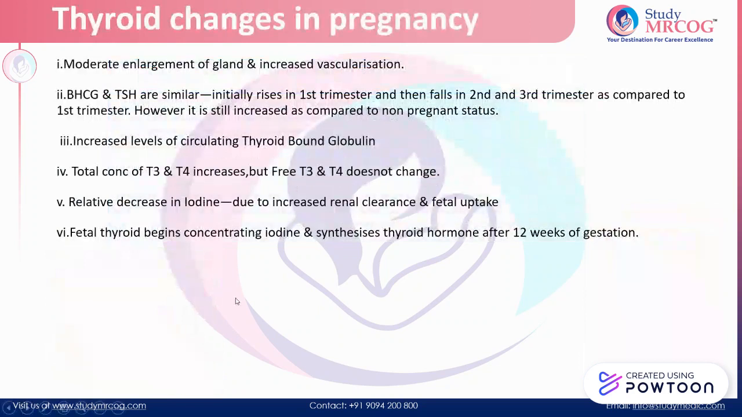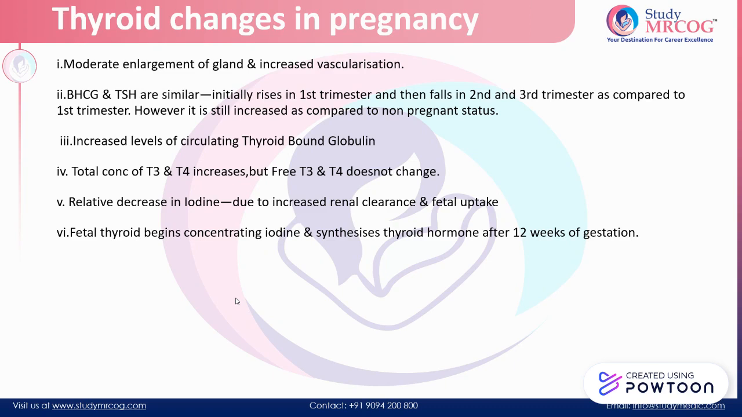Very important from exam point of view, thyroid changes in pregnancy. Because of the increased vascularity, there is moderate enlargement of the gland. And we know that HCG and TSH are similar. So what happens initially in the first trimester, there is an increase in TSH, and then it falls in the second and third trimester as compared to the first trimester. But however, it is still increased as compared to the non-pregnant state, but it is not above the normal levels. Okay, so this is what happens in a normal pregnancy.